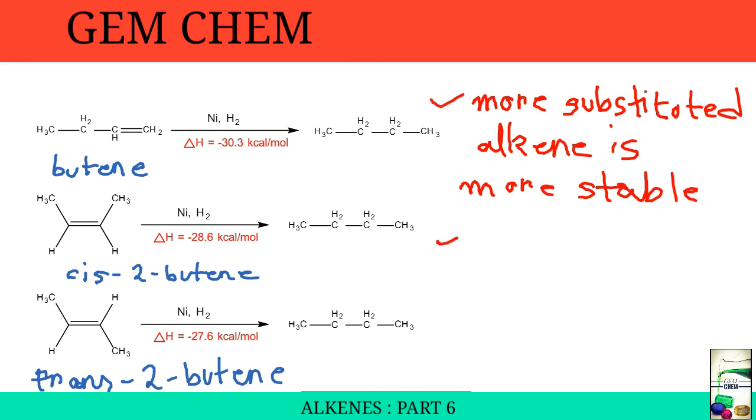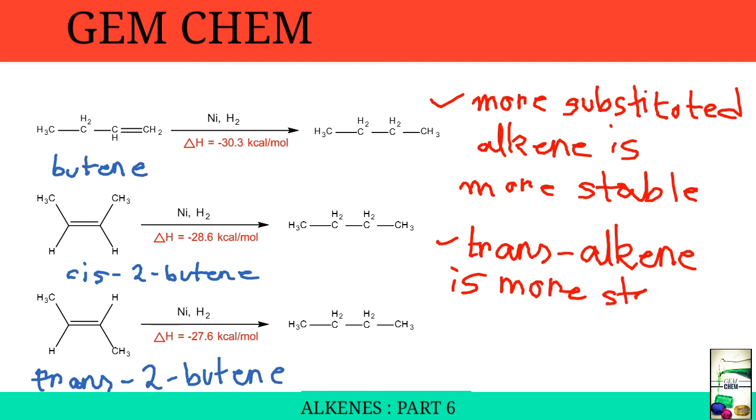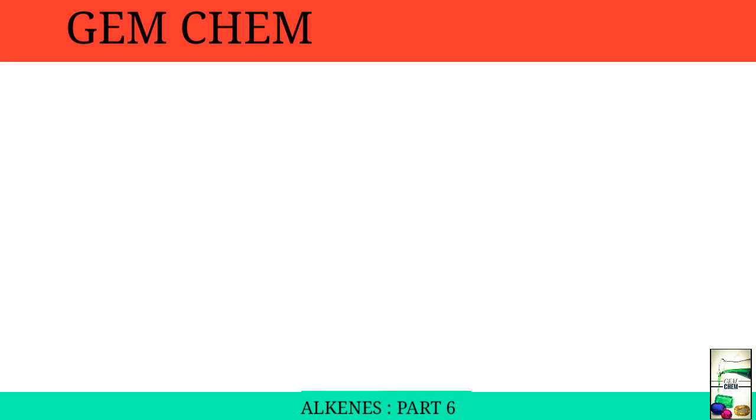Another factor, from trans and cis, we are seeing that a trans alkene is more stable than a cis alkene. So these are the two conclusions or applications which we can draw from the heat of hydrogenation, from these three data. So ultimately what can we write? Then we will justify our statements.